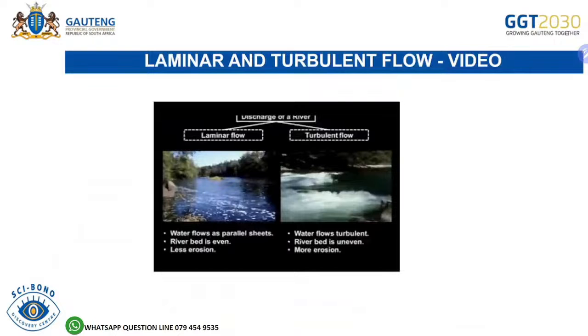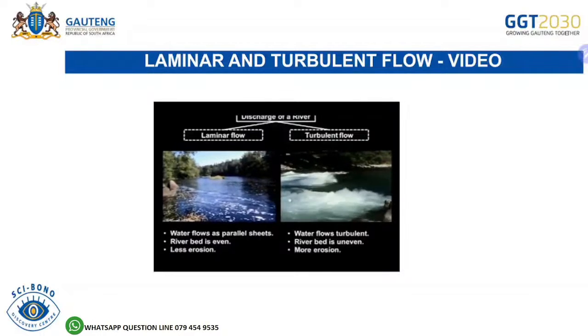And when we have a look at the discharge of a river, it's very important that you have a look at two types of discharge. We've got laminar flow on the one side and turbulent flow on the other side. Now, what you must know is the difference between your laminar flow and your turbulent flow. And you must know why we get it and the processes that we get in these types of flows. Now, let me just get this started here.